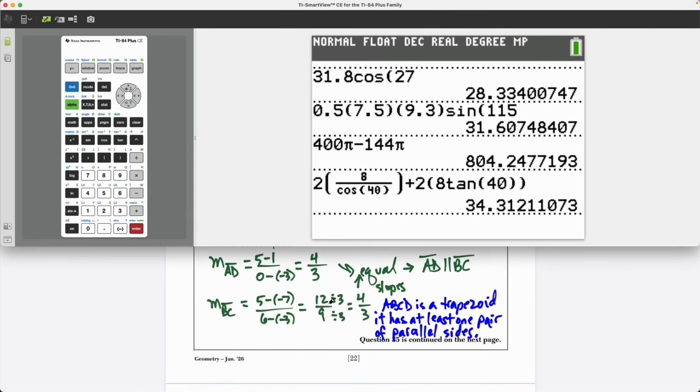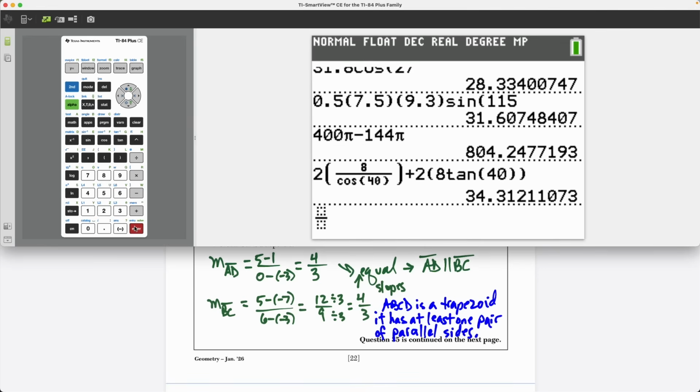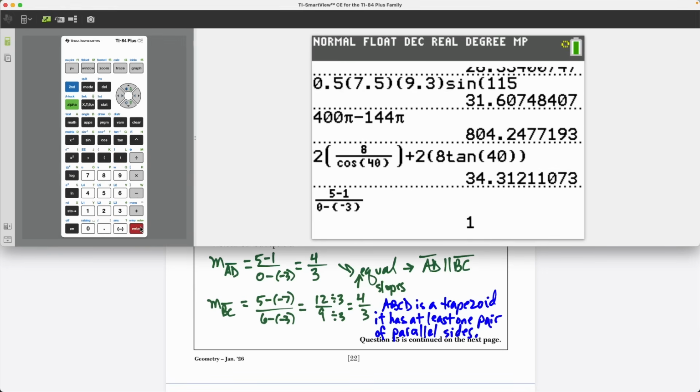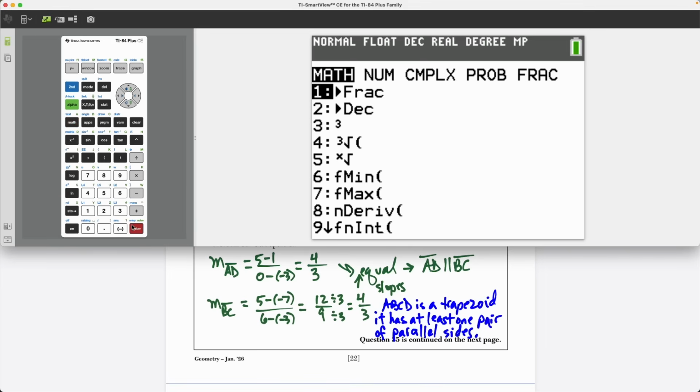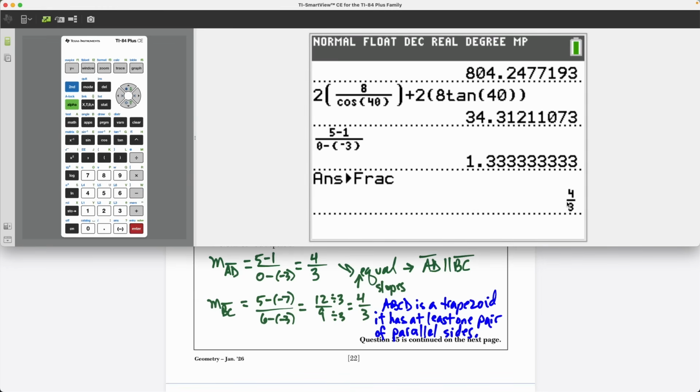Now, just want to point out, let's say this fraction part here was a little bit stressful. You can just do alpha y equals enter and pull up the blank fraction here and go 5 minus 1 over 0 minus negative 3. I could put negative 3 in parentheses. Just make sure when you subtract, you use this one, and for negative, you use this one. So I press enter, and then I press math, enter, enter, and it makes the answer into a fraction.